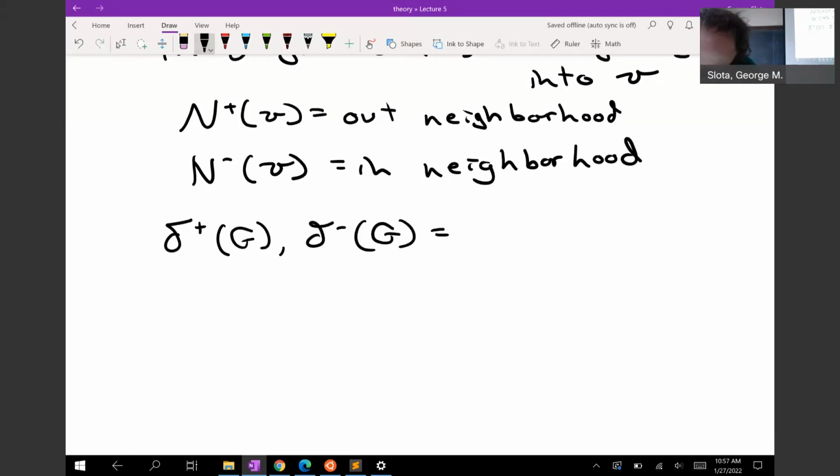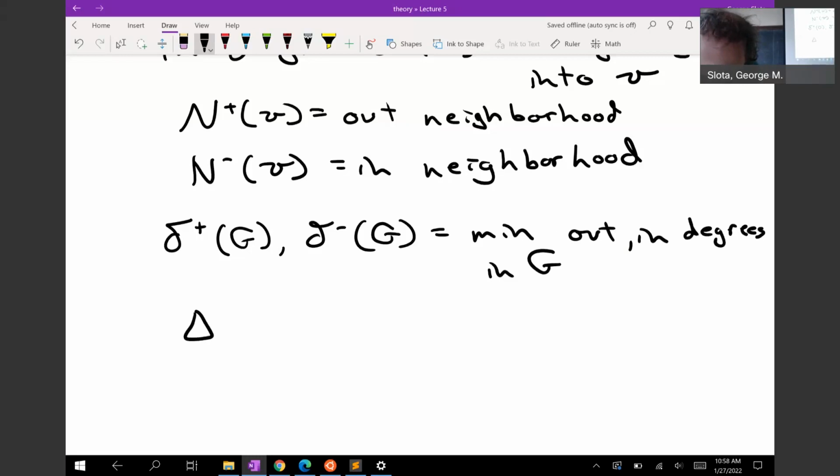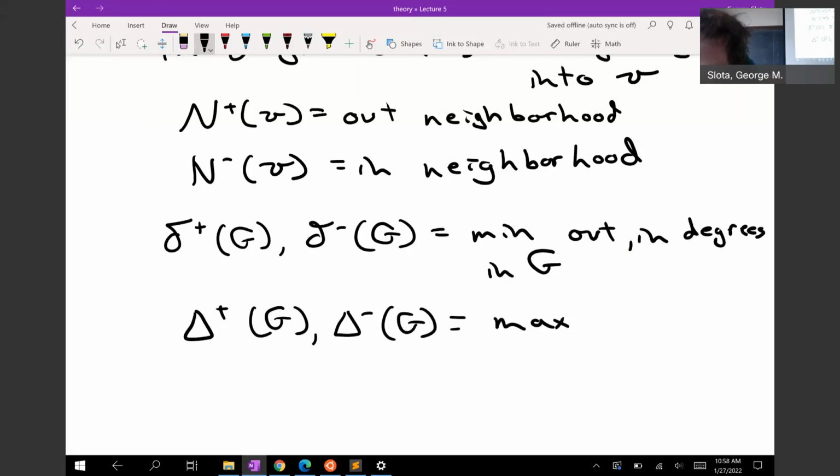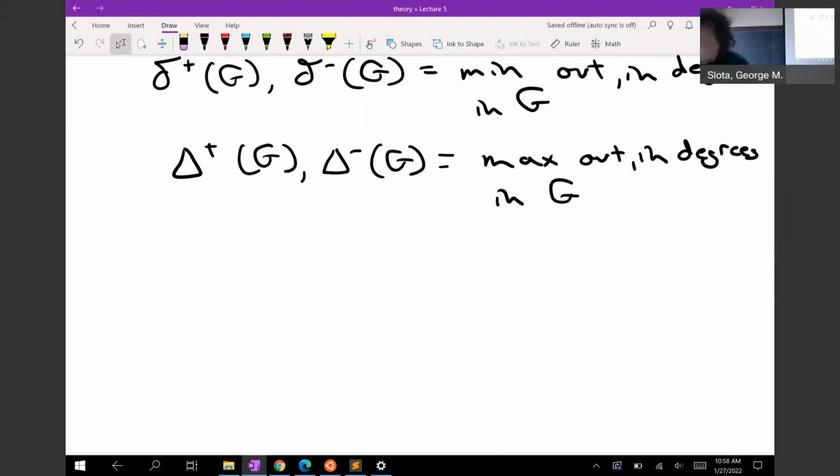Okay, all right. So we have similar notation for the kind of degree stuff that we talked about, minimum, maximum. So we have little delta, which is the min of the out, comma, in degrees in G. And we have big delta similarly, big delta G equals the max of the out, comma, in degrees in G. Just some notational stuff for you.